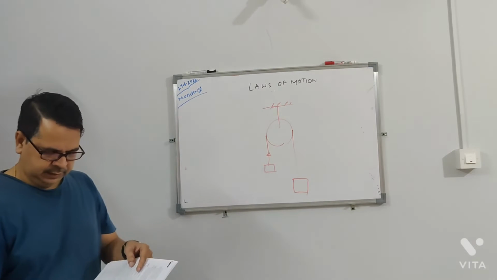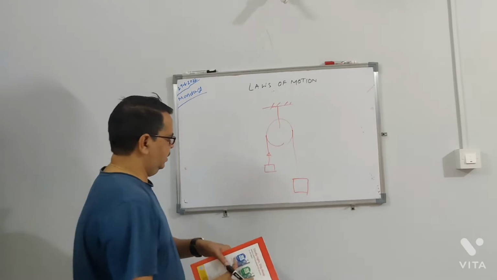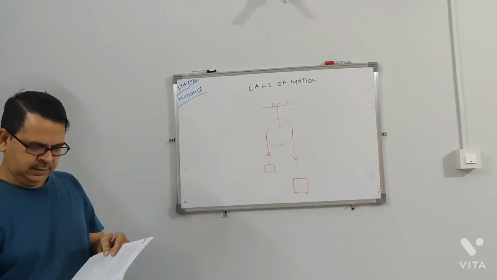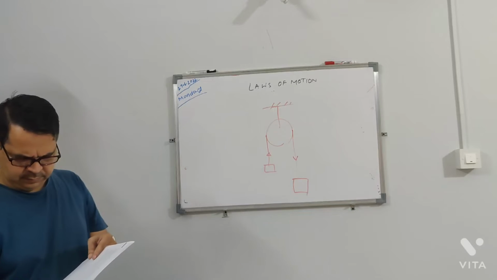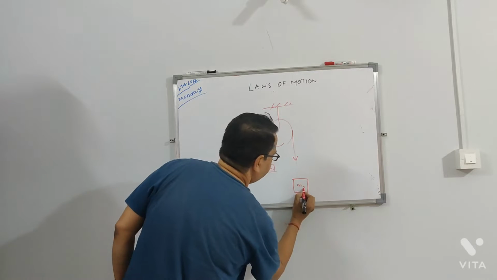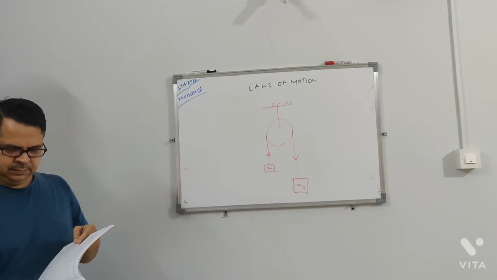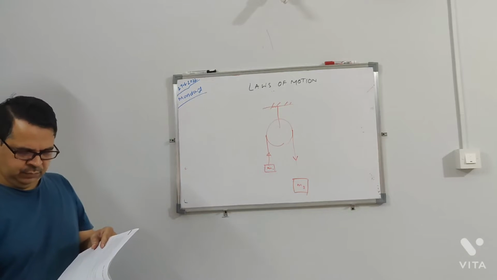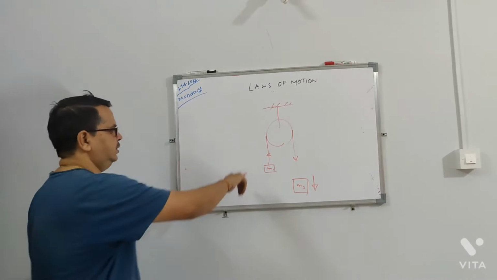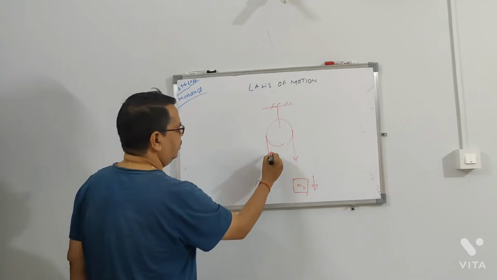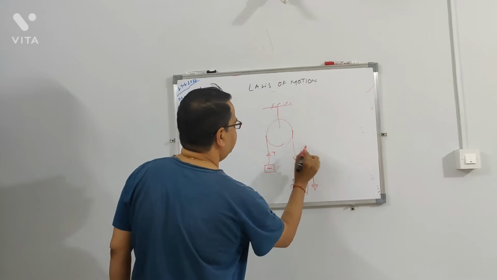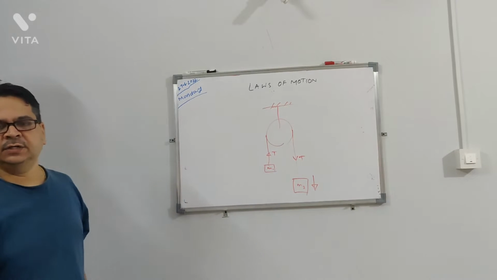Let us say this mass is m1 and this mass is m2. So this is the system. Suppose it is moving downward at an acceleration a. This side will have a common tension, and here you will have a common tension. If there is friction in the pulley, the tension will be different.